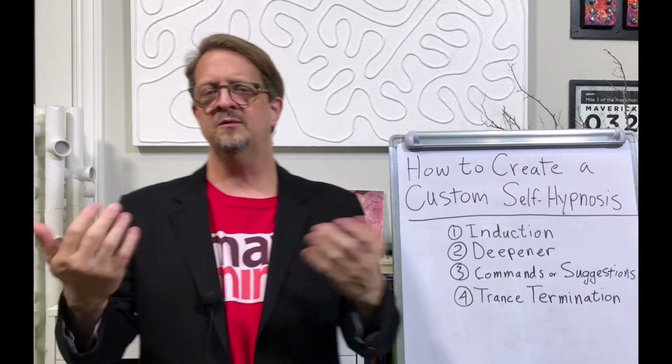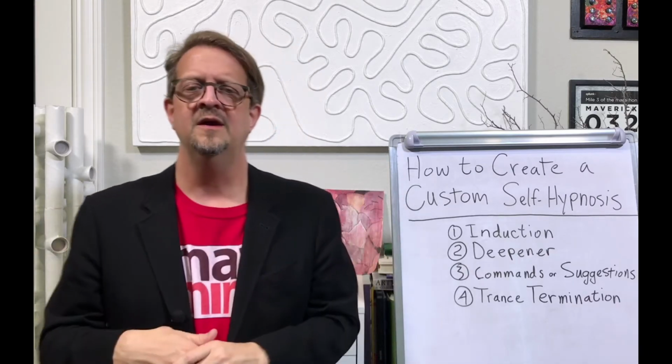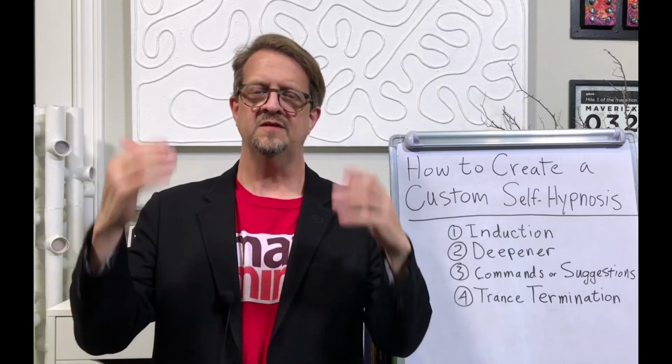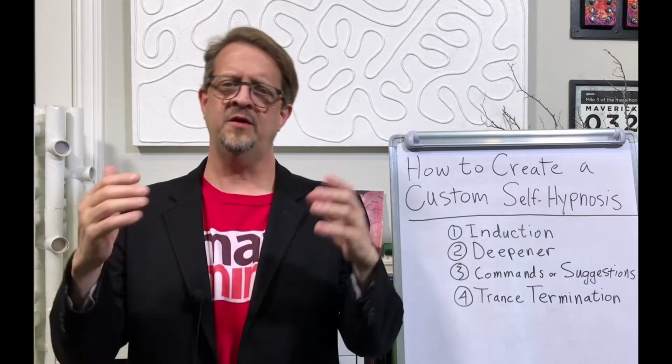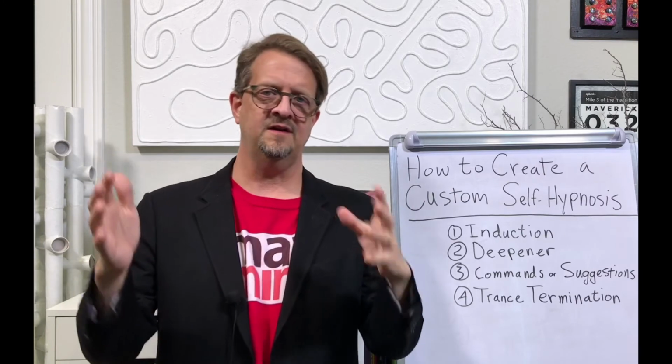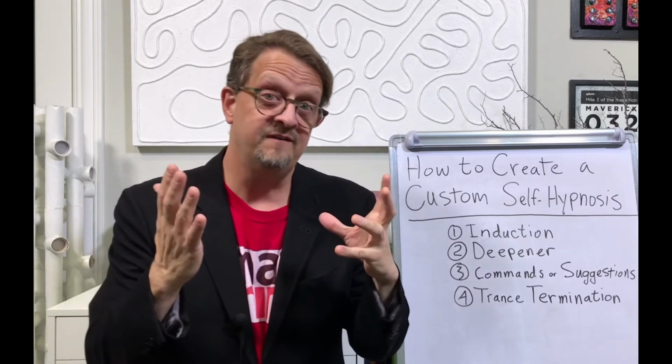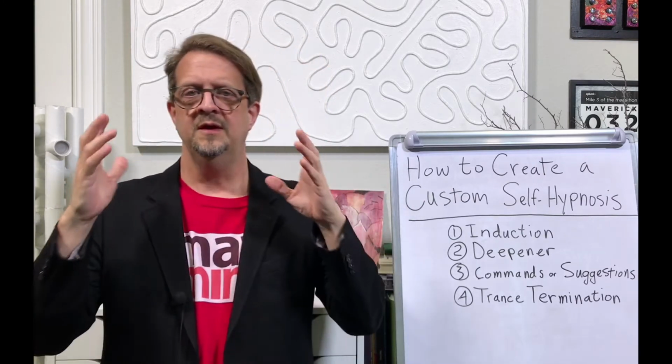The deepener that I like to use, there are many different ones. The one that I like to use is the staircase deepener. It's very common, you hear this and see this in a lot of scripts because it's very effective. All you do is write out in your script that you're at the top of a staircase that has 20 steps. There are 20 steps down. There's a handrail. It's very well lit. You can see all 20 steps. You can see all the way to the bottom, but you're at the top.